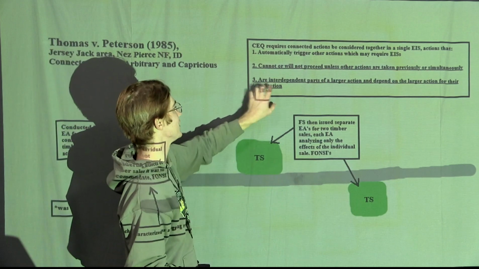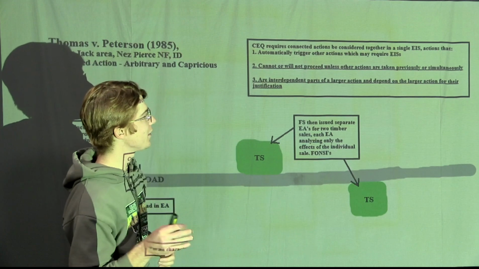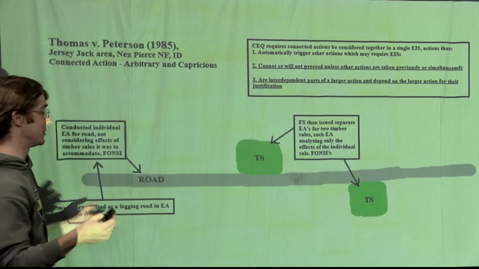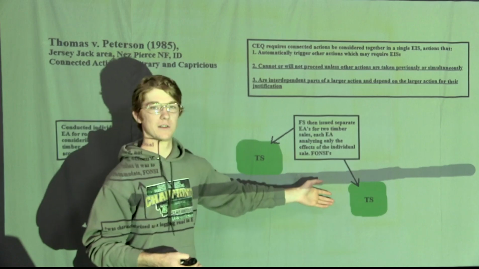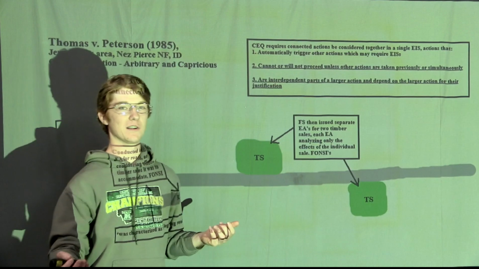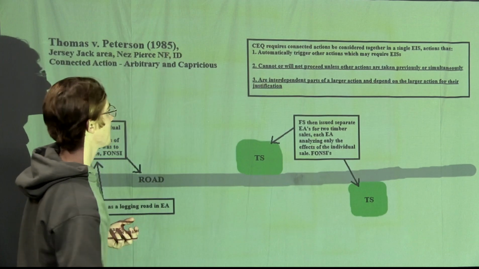Then there's number 3, which says they are interdependent parts of a larger action and depend on the larger action for their justification. So, to justify building this road, they would need the timber sales. And to justify the timber sales, they obviously would need the road. They can't have the timber sales without the road, and the timber sales justify the building of the road.